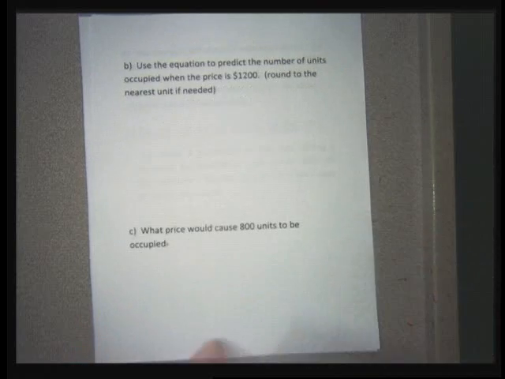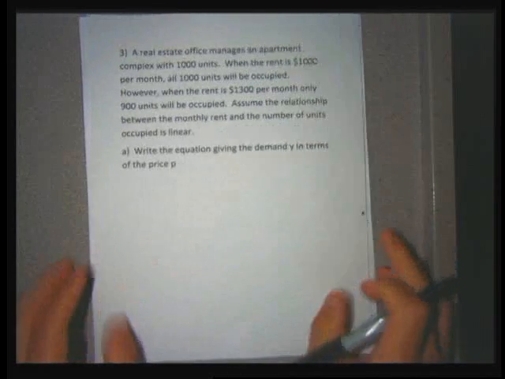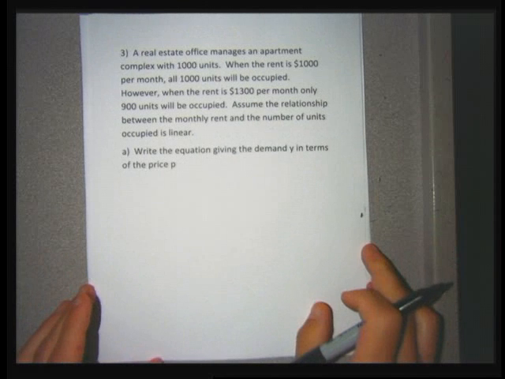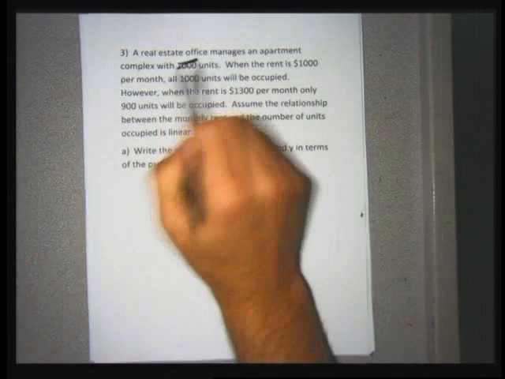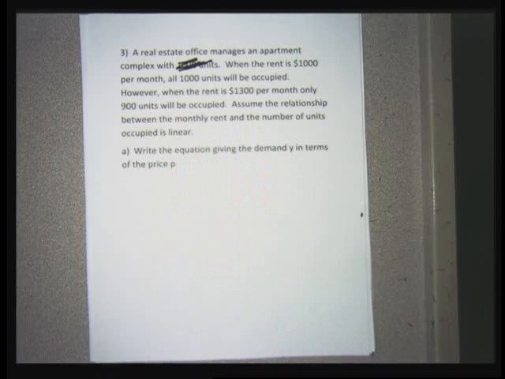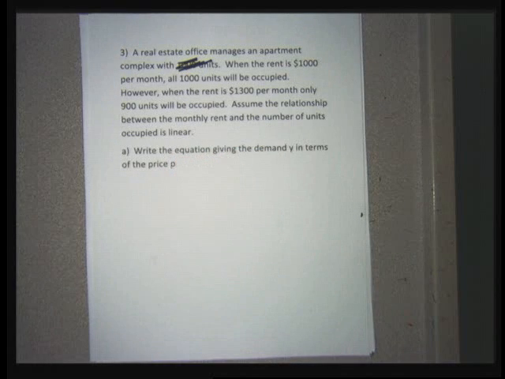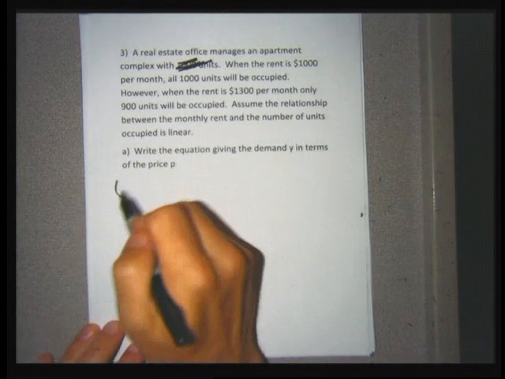Okay, 3 gives me some information about a real estate office that manages 1,000 apartment units. Again, exactly the same words that we got in a word problem earlier in the chapter, just new numbers. The first 1,000, although it's important, is not the thing that's going to help me do the problem. Part A says come up with an equation, and it's going to be a line. In order to get the equation for the line, I need 2 points, and I'm going to do my points like this.